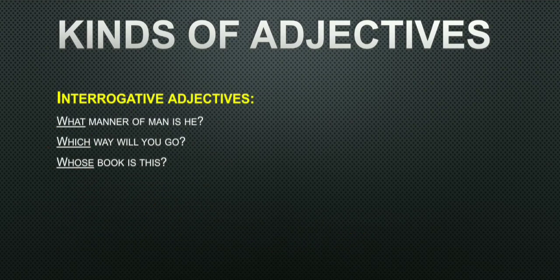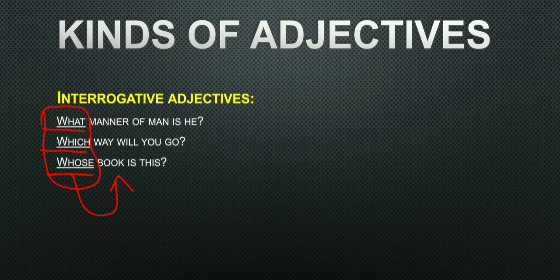Next we have interrogative adjectives. Interrogative adjectives are three which ask the question. Examples are: what manner of man is he, which way will you go, and the third is whose book is this. All of these interrogative words are asking questions, and immediately after them there comes a noun. So that is why they are called interrogative adjectives.